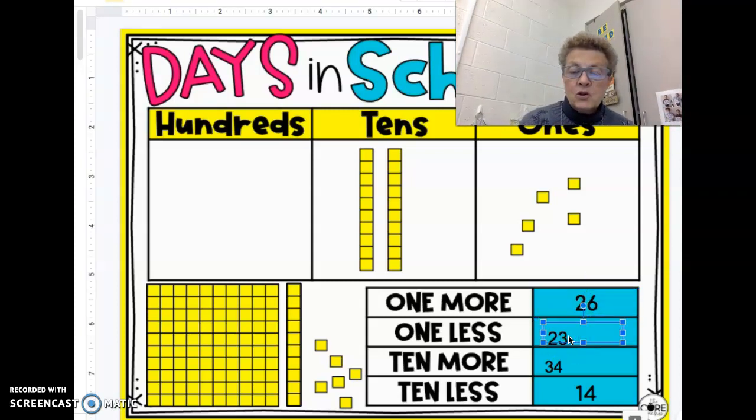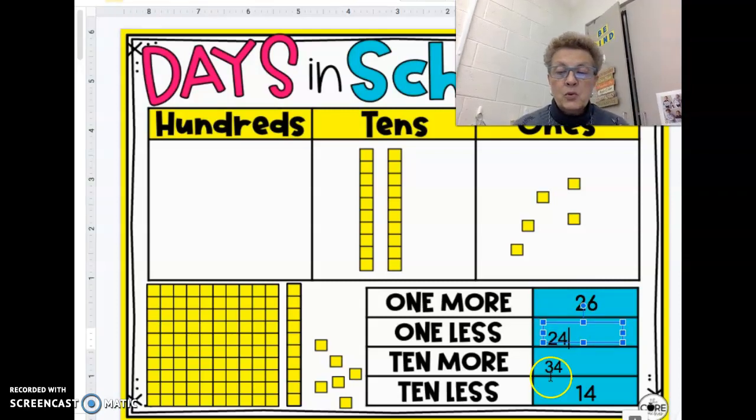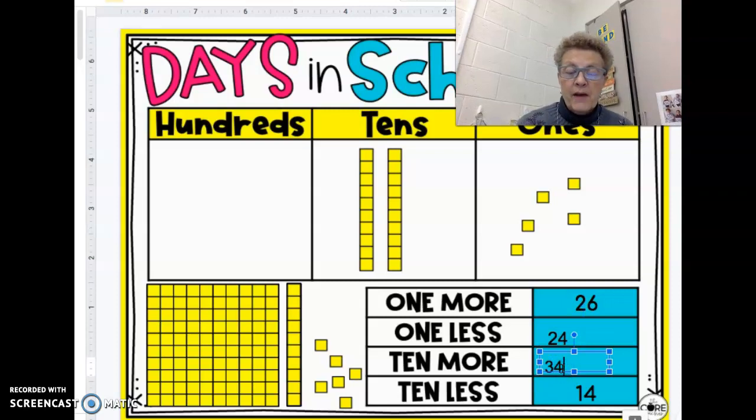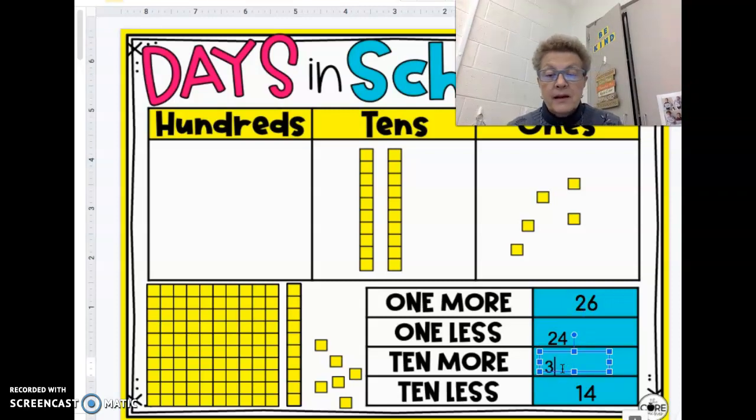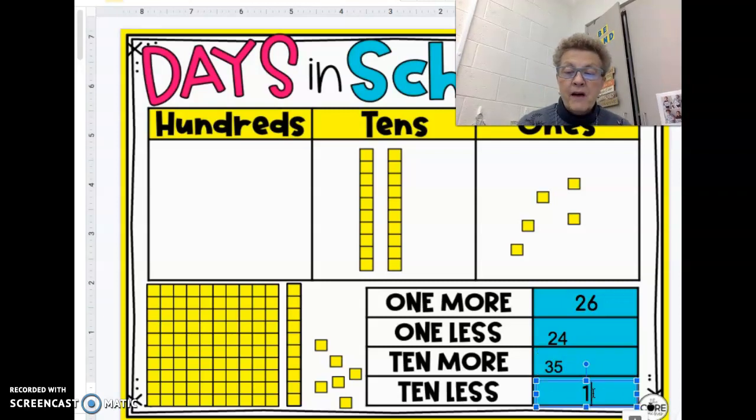And one less than 25 is going to be 24. 10 more than 25 is going to be 35, and 10 less than 25 is going to be 15.